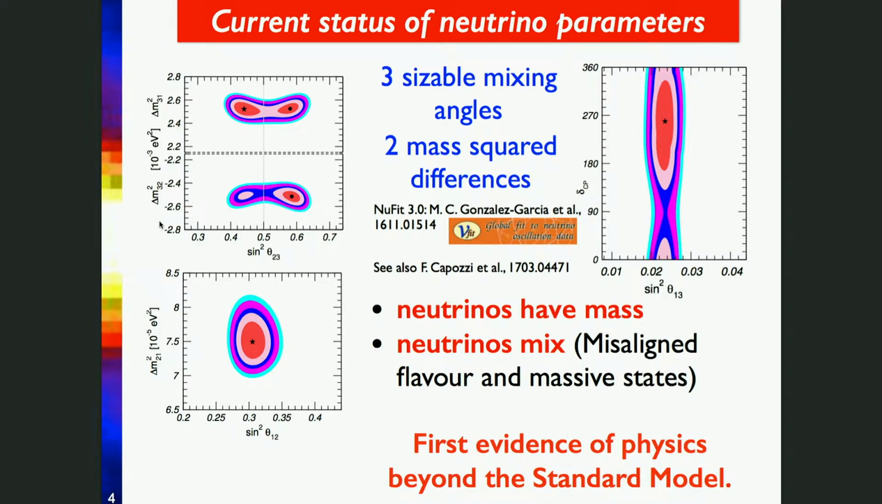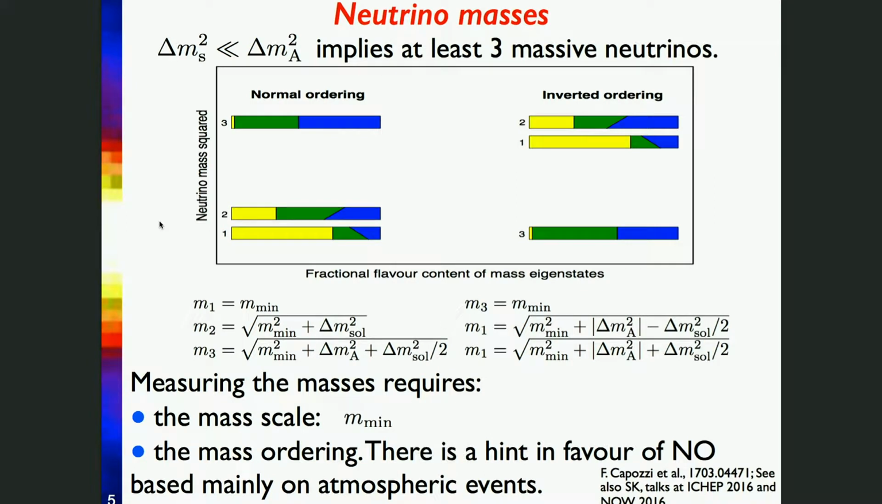So again, take away one thing only from this lecture: we now know that neutrinos have masses and mixing, and taking the standard model to be just the one which includes left-handed neutrinos only, that's it, this means physics beyond the standard model. So let's look at the neutrino masses.